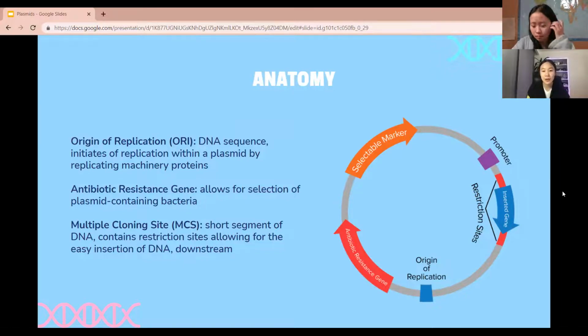And then the multiple cloning site, also abbreviated as MCS, comes into play, and this is a short segment of DNA which contains several restriction sites that allow for the easy insertion of the DNA. And generally in expression plasmids, the multiple cloning site is often downstream from the promoter.